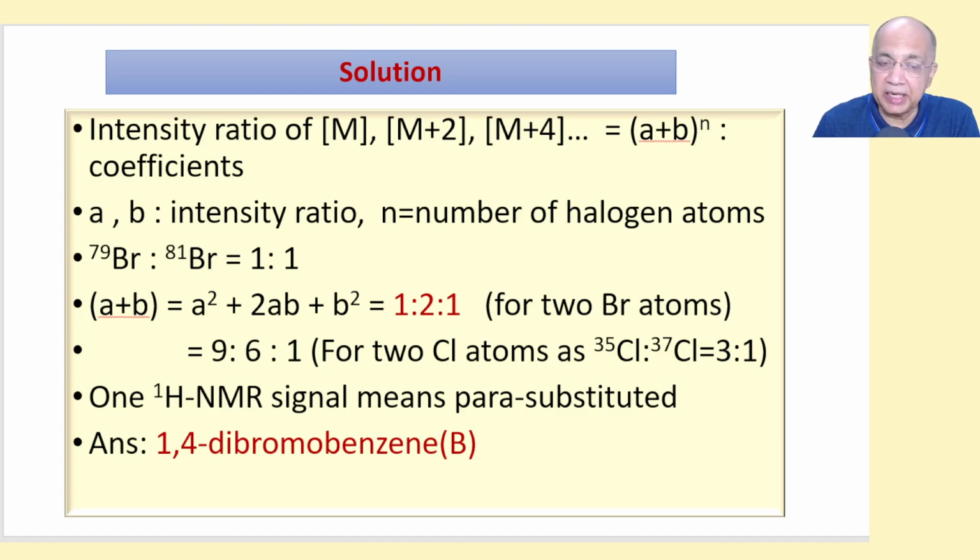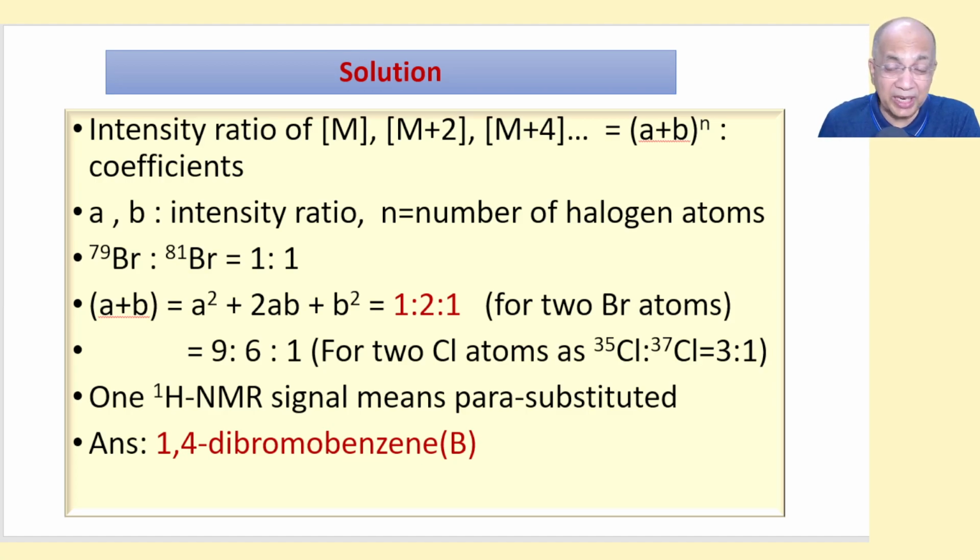But here it is a quadratic expression, a square plus 2ab plus b square, and putting the 79:81 ratio as 1 is to 1. This is 1 square, 2ab means 2 into 1 into 1, and b square 1. So 1 is to 2 is to 1. This is the intensity of the M peak, this is the M plus 2 peak, and this is the M plus 4 peak if there are 2 bromine atoms. But had there been 2 chlorine atoms, then a is to b will be 3 is to 1. 3 square, 9. 2 into 3 into 1, 6. 1 square, 1. It would have come in the ratio 9 is to 6 is to 1.